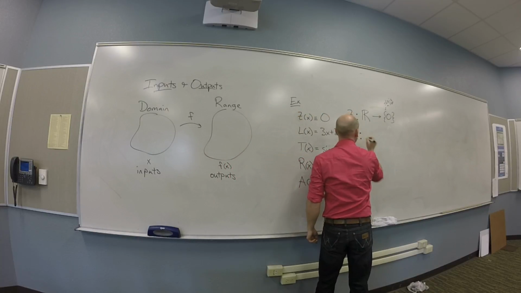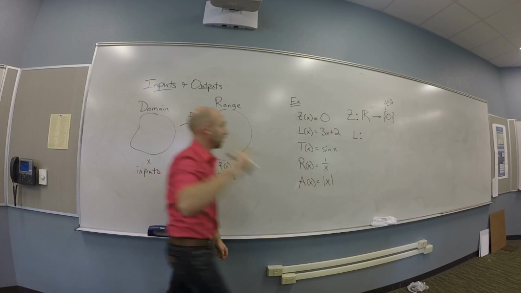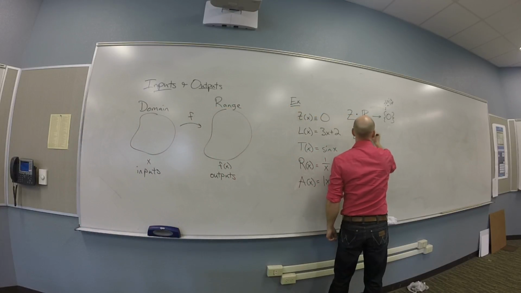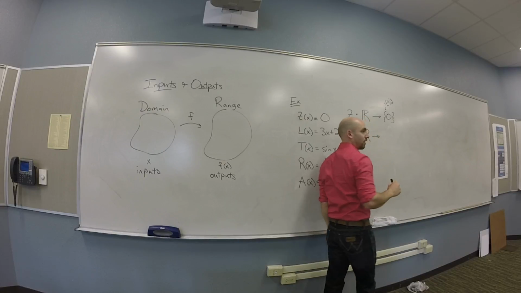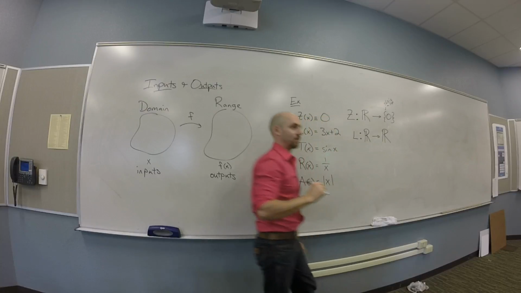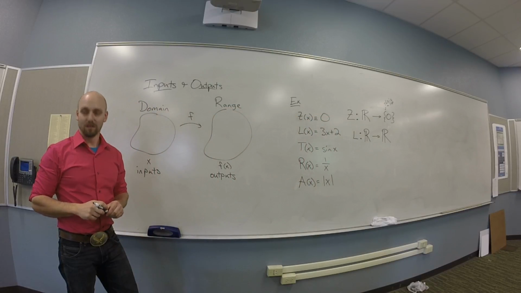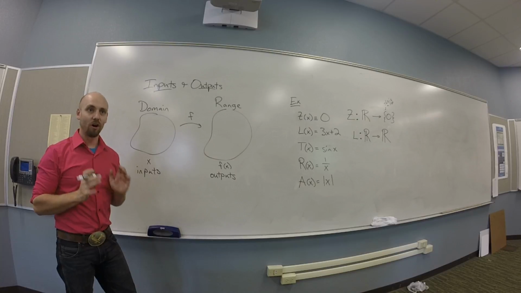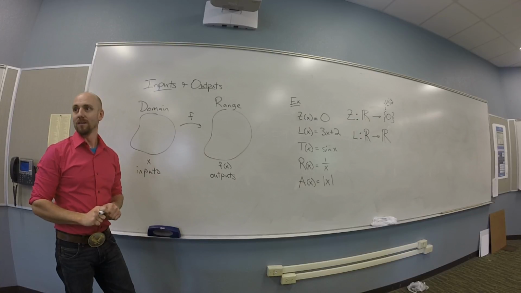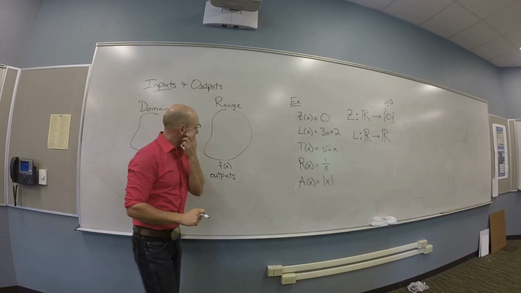What's your line's domain? Real numbers. All real numbers. Cool. But it's not a list. It's not a list, it's just all of R. Cool with that? Okay. How about sine of x?